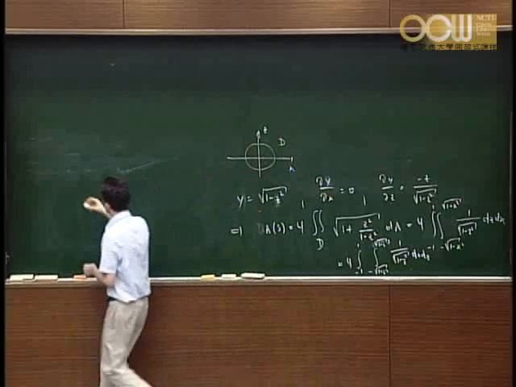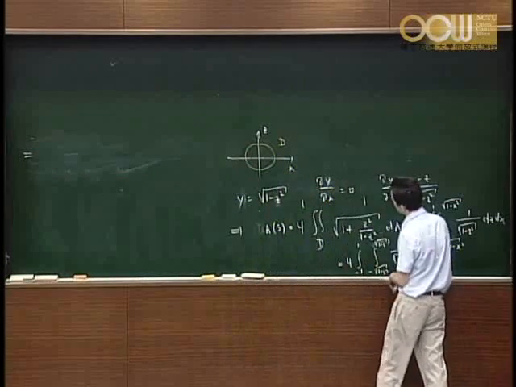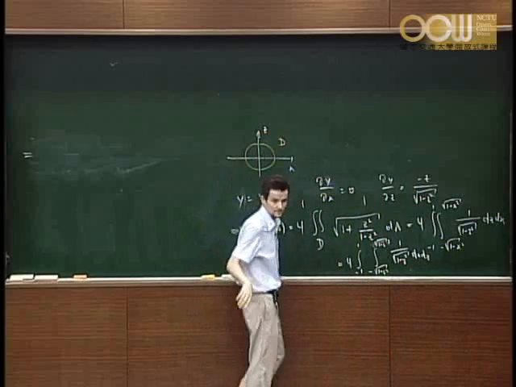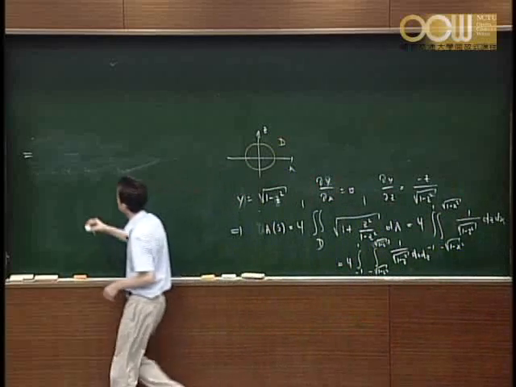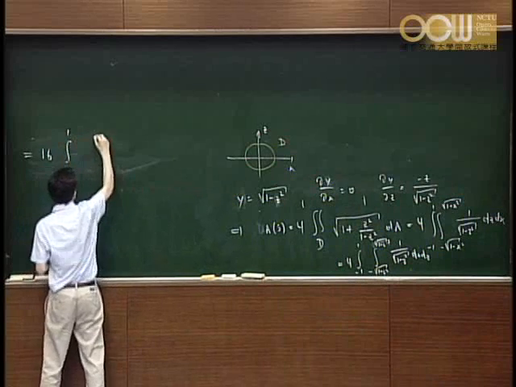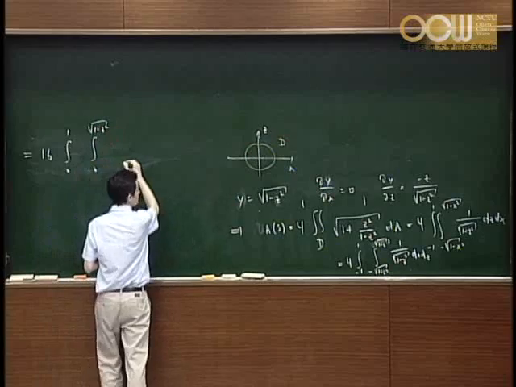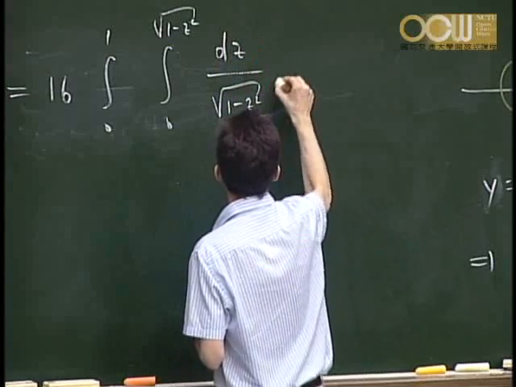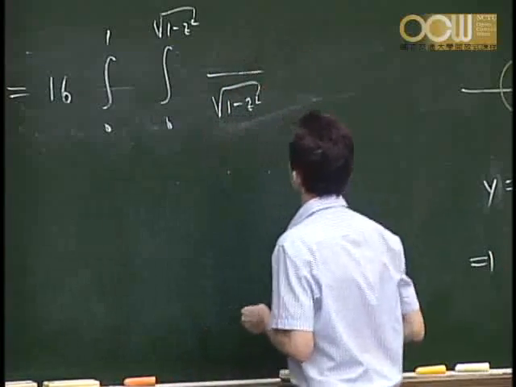Now you will observe that it's enough if I go here just over a quarter of the unit disk, but then everything 4 times because of symmetry. So I have 16, and then the integral from 0 to 1, and then the integral from 0 to the square root of 1 minus z squared of 1 over the square root of 1 minus z squared, dx dz.